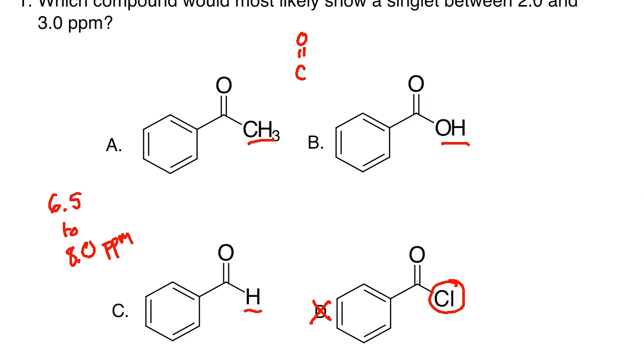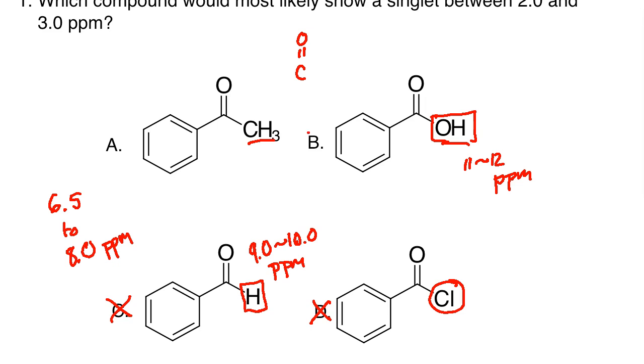Now, for the remaining 3 that we have here, we've got the CH3 group, we've got the OH group, and we've got the H right here. So if you look at this, this is an aldehyde. An aldehyde is going to be around 9 to 10 ppm. So that is much higher than the 2 to 3 that the problem is suggesting. We can eliminate that. And the benzoic acid here, remember that carboxylic acids have an approximate 11 to 12 ppm.